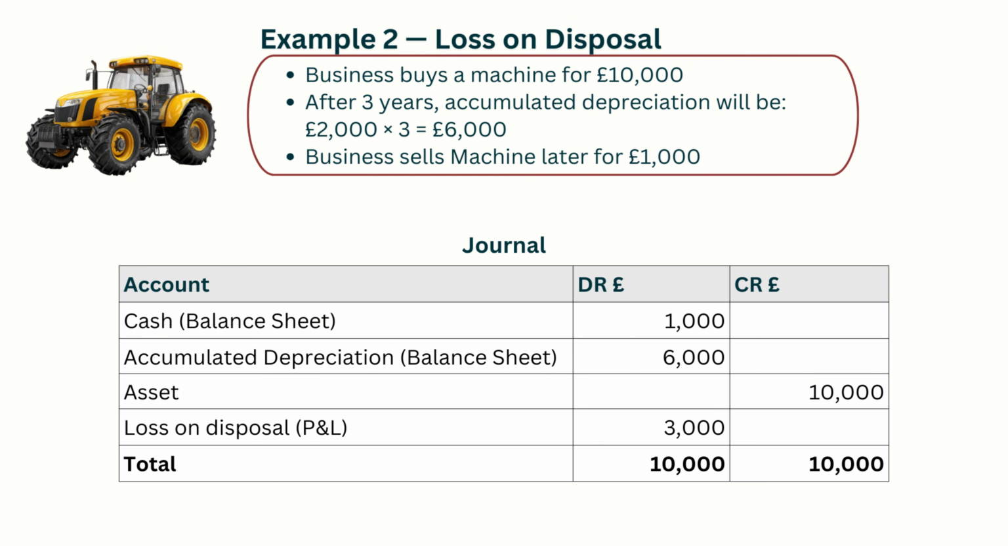This journal summarizes what we've already seen in the T accounts. Debit cash, £1,000. Debit accumulated depreciation, £6,000. Debit loss on disposal, £3,000. And credit asset, £10,000. Debits equal credits, so the entry is complete. Whether it's a profit or a loss, the steps never change. The only difference is whether the balancing figure goes to gain or loss in the profit and loss account.